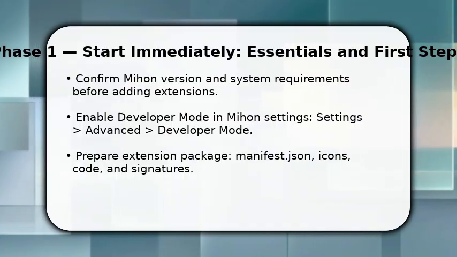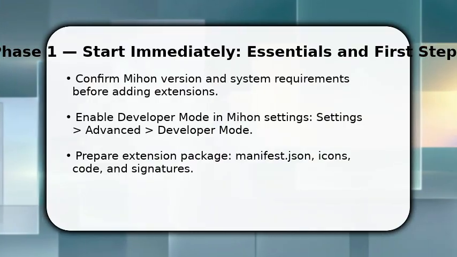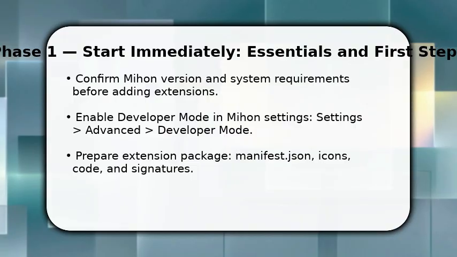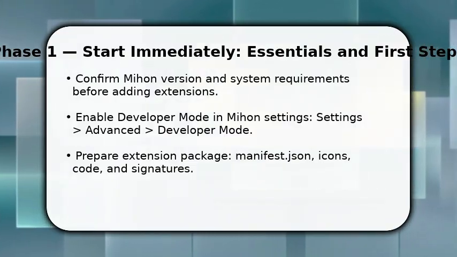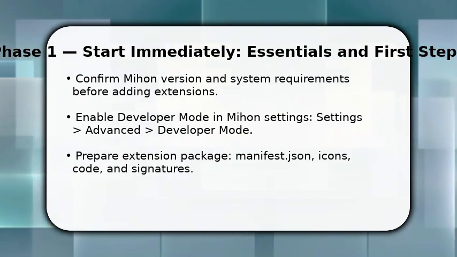Next, gather the extension package: manifest JSON, icons, and code folder, and verify signatures or hashes so Mihon accepts the install. You'll need admin rights or an elevated prompt. Finally, open Mihon's Extensions panel to begin the install flow and keep the package path handy.